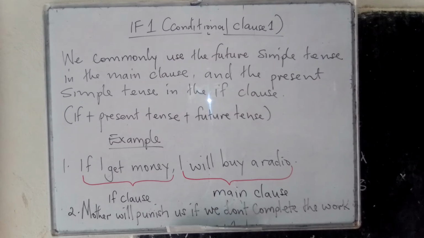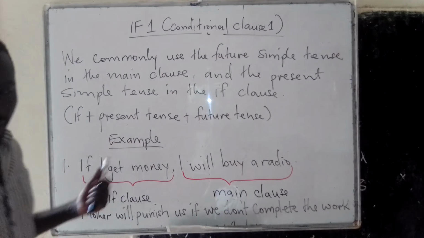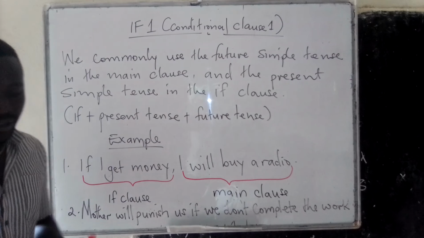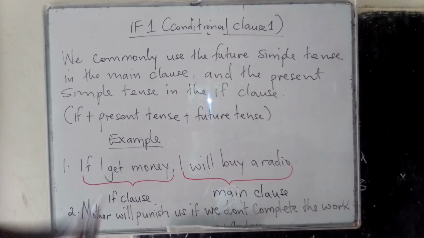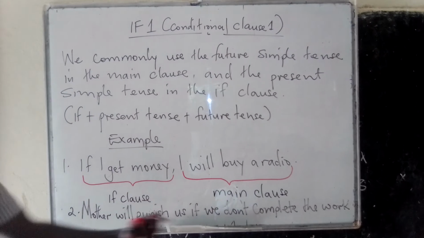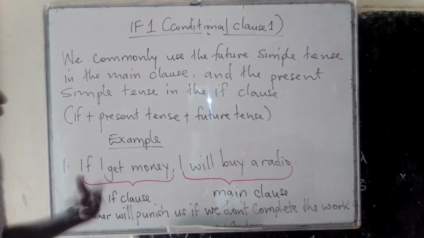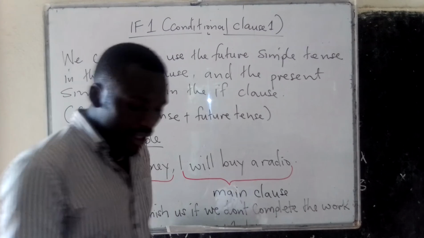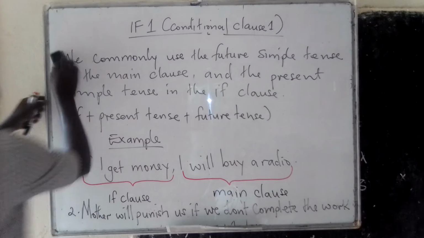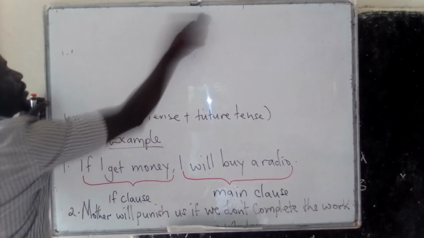I'm sorry for that, my marker is drying, but we shall be proceeding. Mother will punish us if we don't complete the work. Now, you're seeing that in this sentence, the if clause is already in the middle of the sentence. And in most cases, when we begin a sentence with the main clause, we don't apply a comma. But when we begin a sentence with the if clause, we apply a comma. Let me demonstrate for you how we can also organize the main clause.